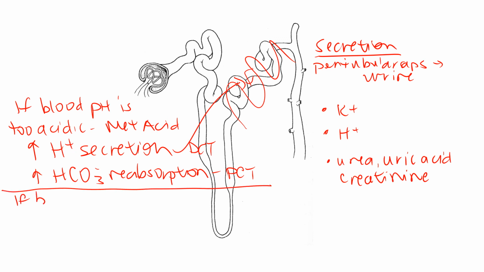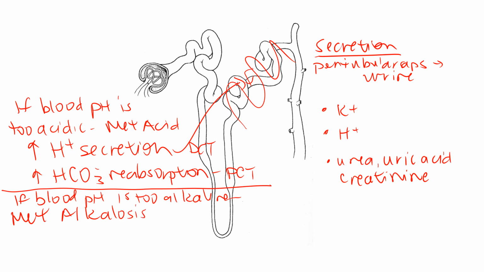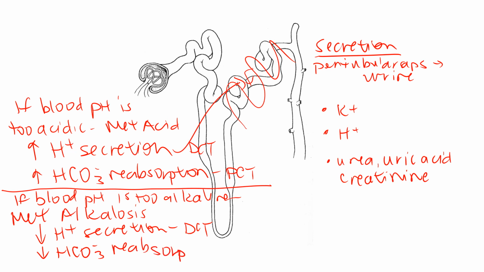Let's flip it the other way. If blood pH is too alkaline, we call that condition metabolic alkalosis. That could be due to vomiting, for instance. That could also come from eating too many Tums or antacids. So in that situation, you want to make your bloodstream more acidic. So this time you're going to decrease hydrogen ion secretion in the DCT. You likewise will decrease bicarbonate reabsorption. Don't want more base if you're already too basic, right?